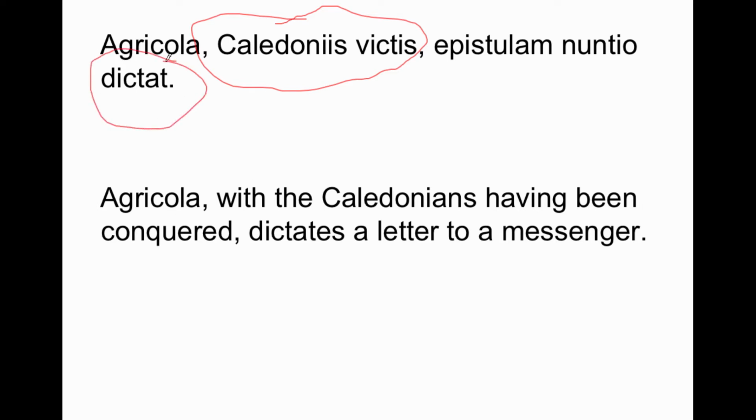Dictat, present tense, dictates a letter to a messenger, nuntio. So that form right there is a dative singular.